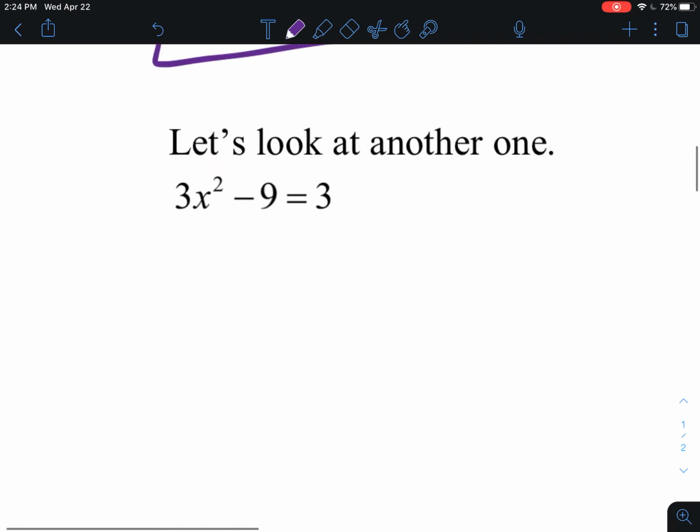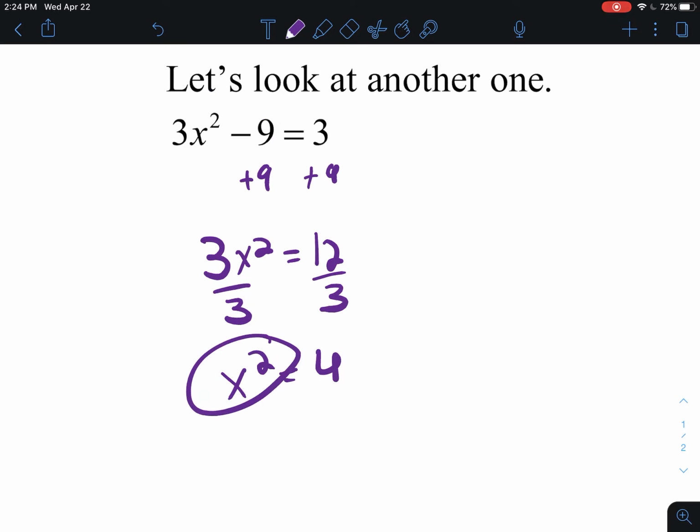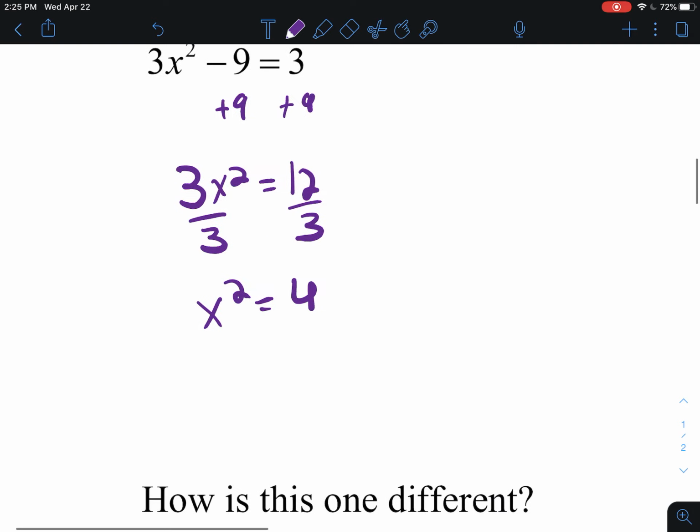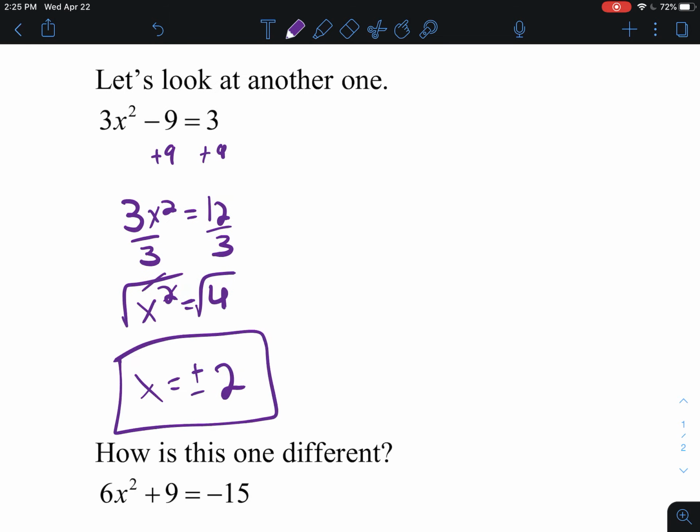Let's look at another one. Okay, so this one we're going to add 9 first. That gives us 3x squared is equal to 12. From here we divide by 3, and that gives us x squared is equal to 4. The reason we do it in that order is because we have to do adding and subtracting first, multiplying and dividing second, and we have to isolate the x squared. So then the last step here, we square root both sides. We get x, because those cancel, is equal to plus or minus 2. And then that would be our answers right there.